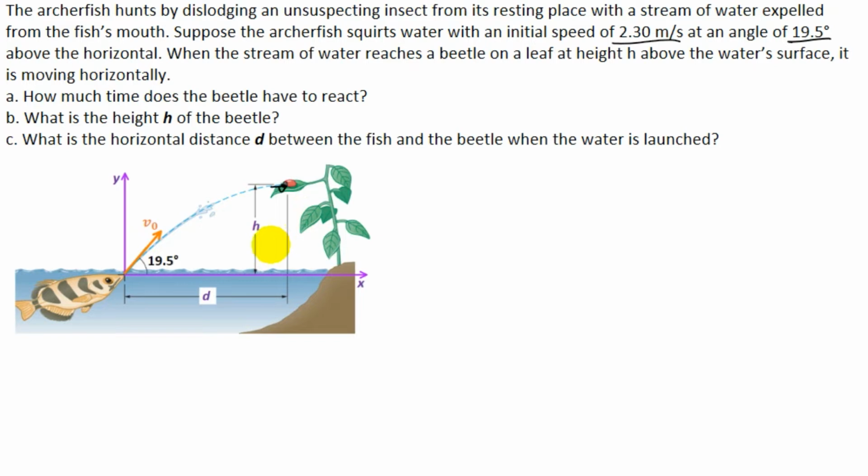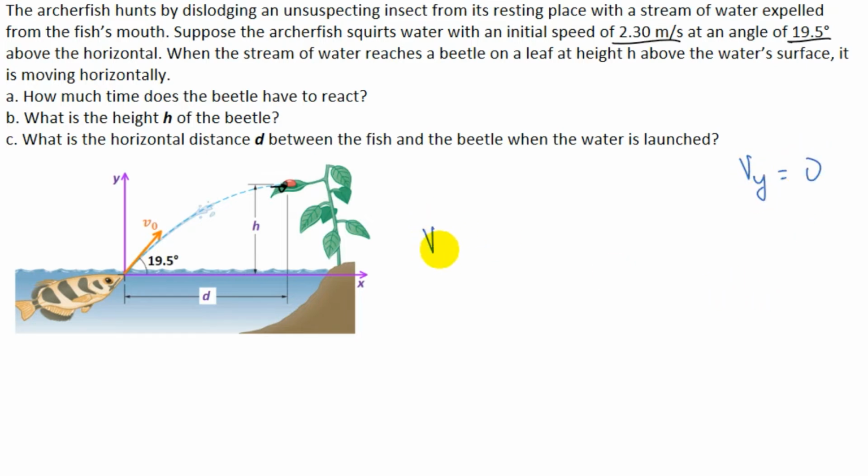Now because the stream of water is moving horizontally when it reaches the insect, it means the water is at the top of its parabolic trajectory. So we can say that the vertical component of velocity at this point is 0. That is, we can write that Vy is 0 here.